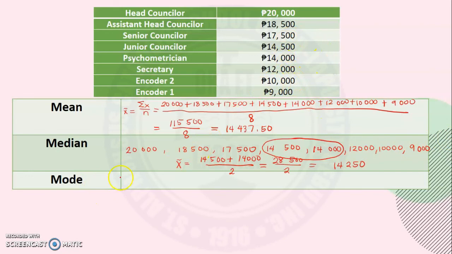Now let's try to find the mode. For the mode, we need to find the number that occurs most frequently. And as you can see, there is none. So this data has no mode.